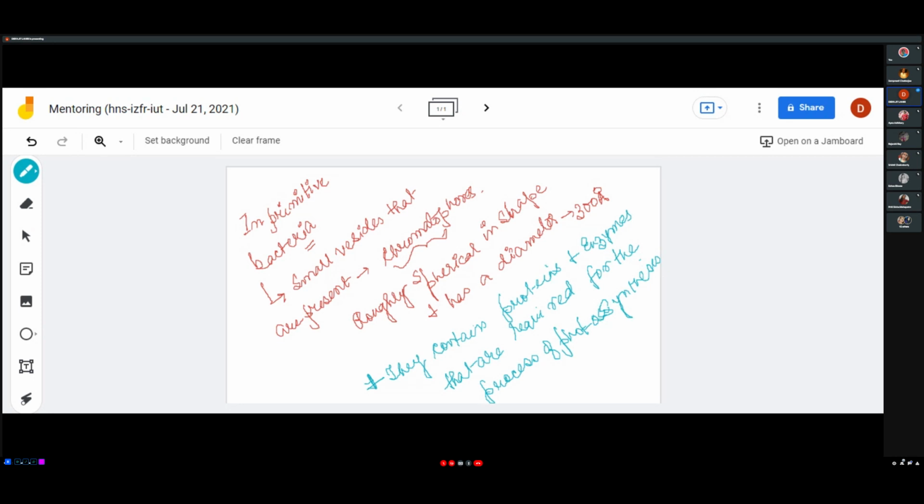Now, what happens? We know that in some bacteria there is presence of a pigment known as bacteriochlorophyll, and this bacteriochlorophyll is essential. There is an accessory pigment which is known as the carotenoid. So bacteriochlorophyll is the primary pigment or the essential pigment, whereas the accessory pigment is the carotenoid.